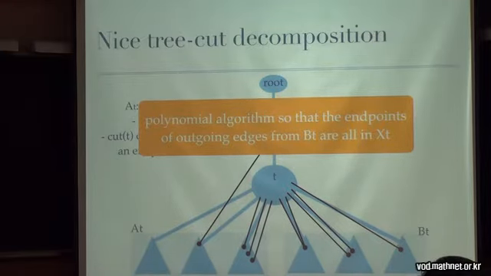Are you going to explain it, or are you just going to assume that this is... No, so the claim is that there is a polynomial algorithm which transforms the tree so that the obtained tree satisfies this property, and the width is exactly the same.